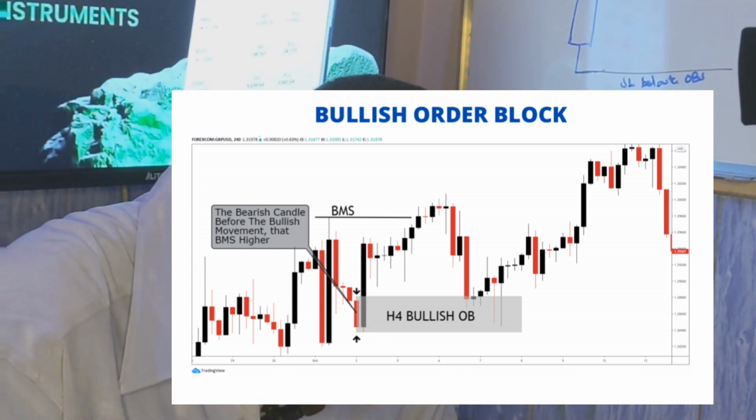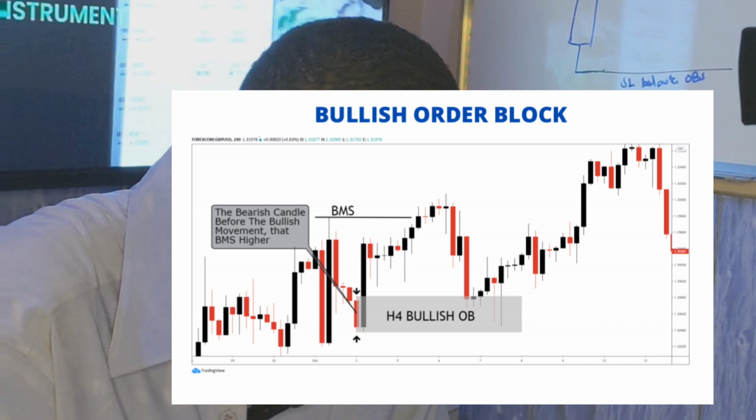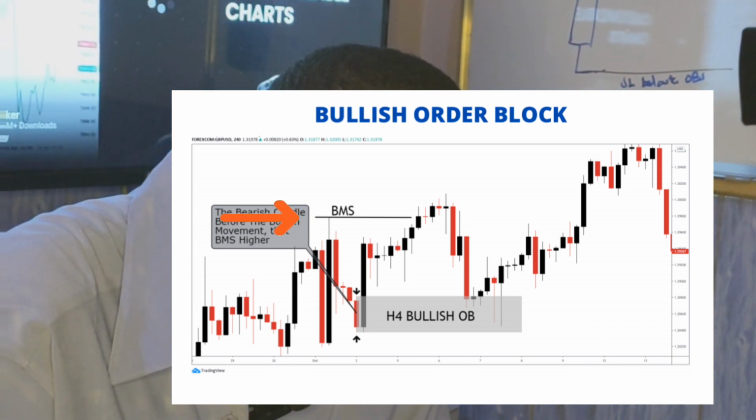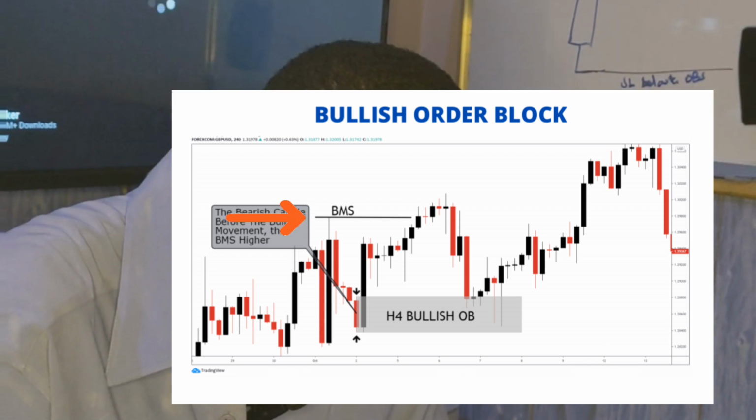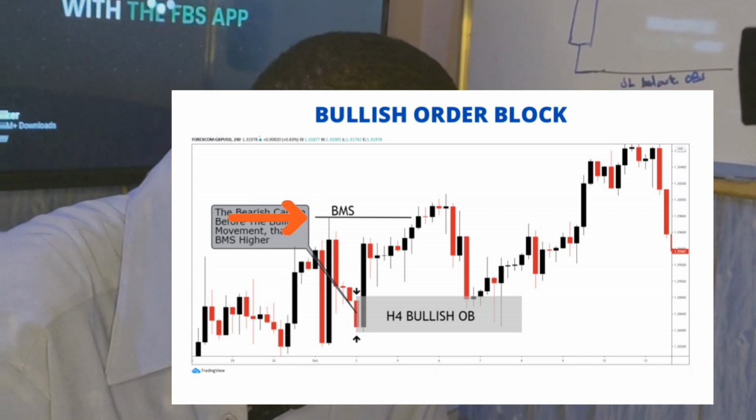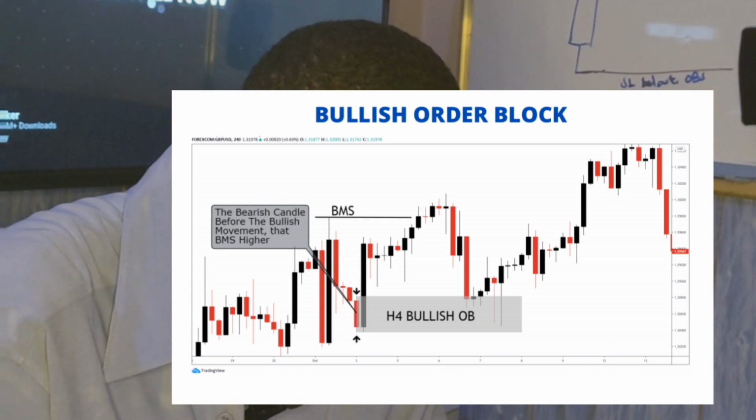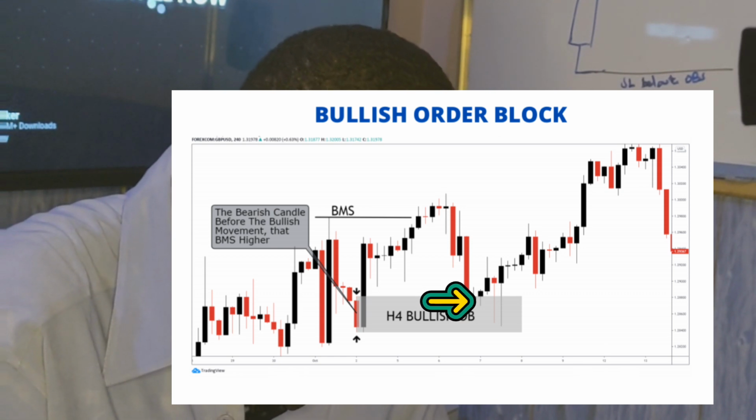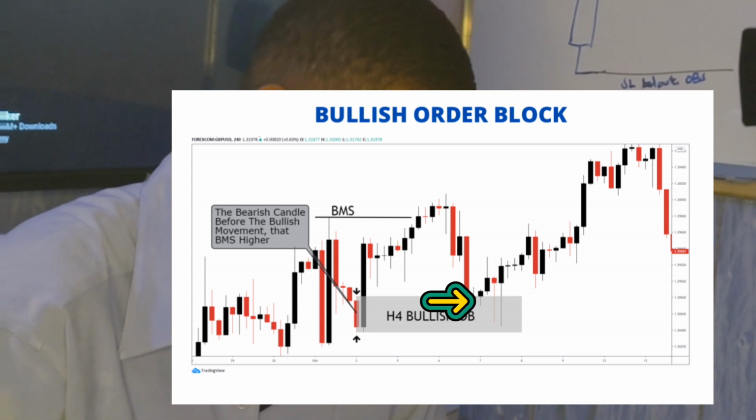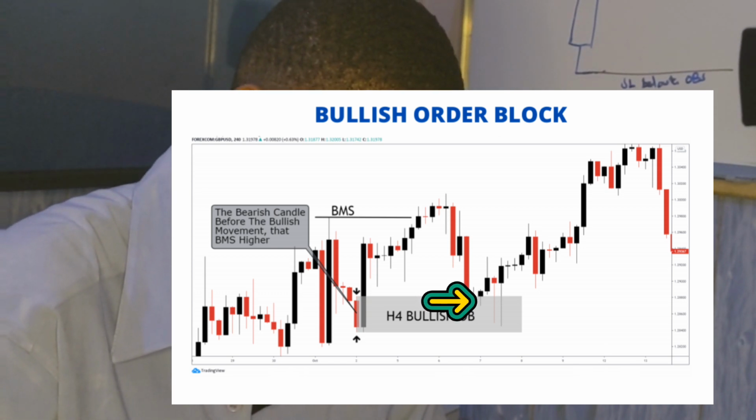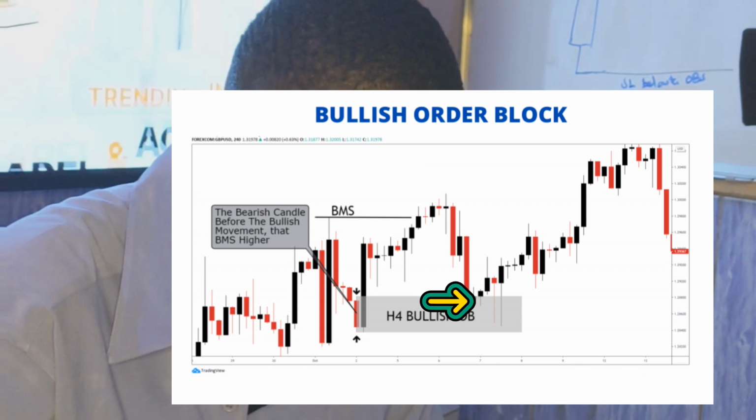So where do we place our entry? Where do market makers place their entry? This is the BMS, the break of market structure, and the bearish candle before the bullish movement. So we expect the market to come back here, and here is the place where we will place our entry, and our stop loss will be placed below the order block.